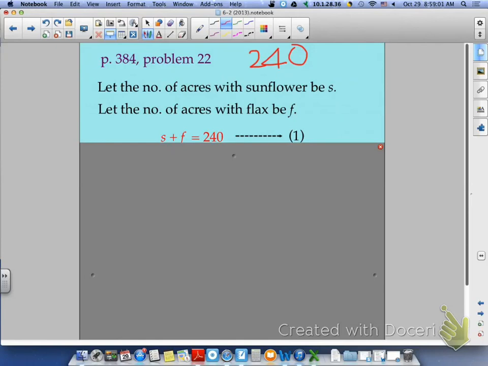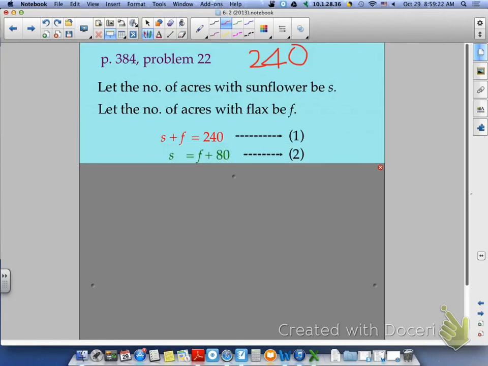Now let's look at what he wants to do this year. He wants to plant 80 more acres of sunflowers compared to flax. How do you write that as an equation? Emily? S equals F plus 80. Excellent. Do you have a system now?